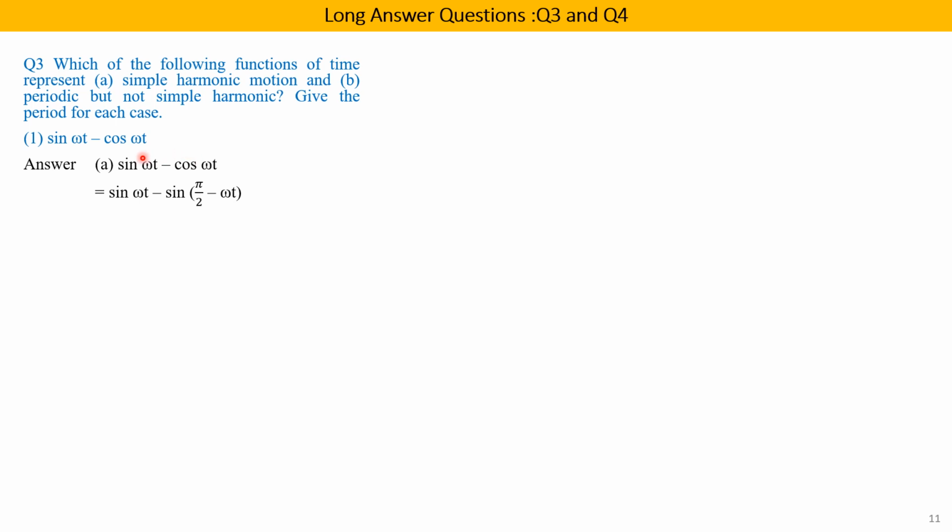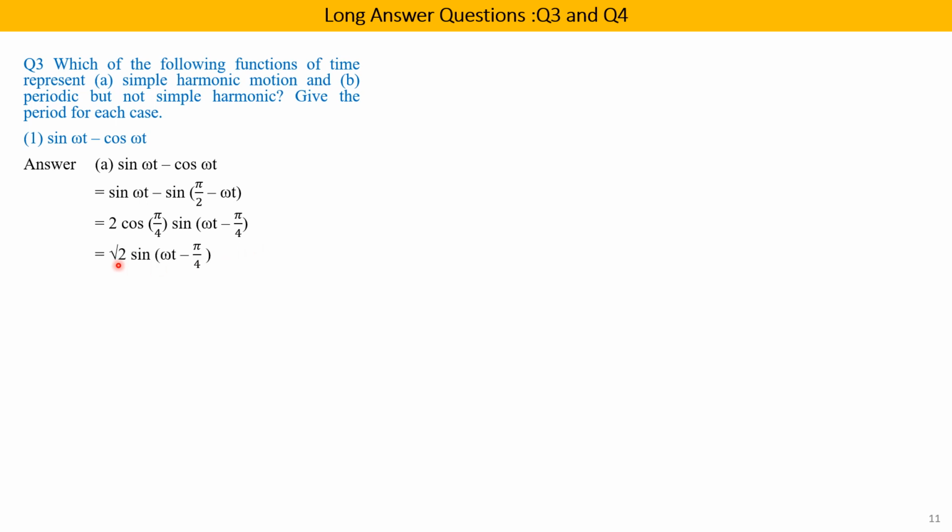You have to remember all trigonometric relations to solve problems on simple harmonic motion. Please repeat and refresh your knowledge of trigonometry. Therefore, in the given equation, cos omega t is sin(pi by 2 minus omega t). Therefore, it is 2 into cos(pi by 4) into sin(omega t minus pi by 4).